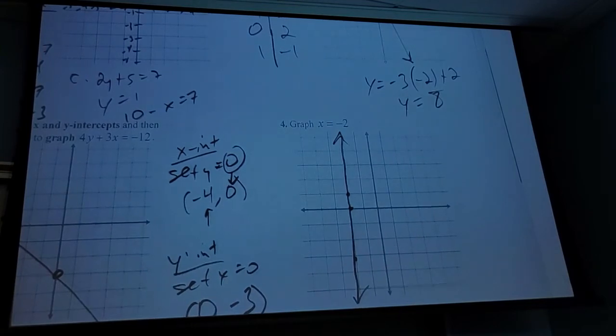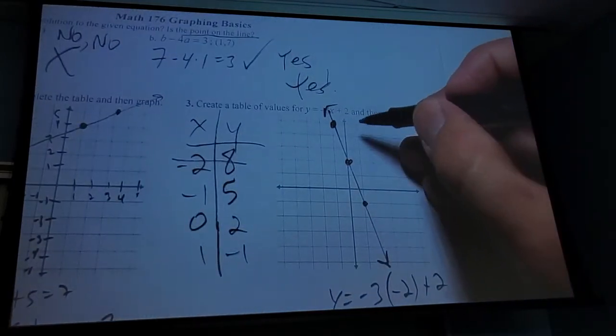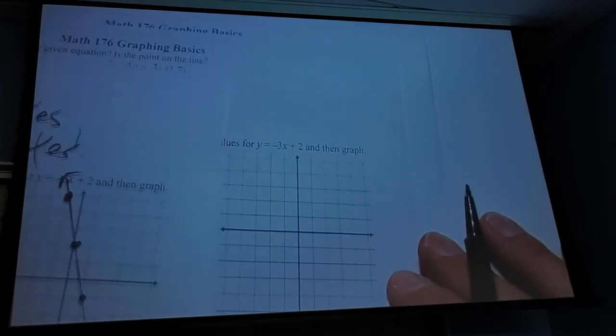Is that cool? So what would y equal 7 look like? A horizontal line. Horizontal. Is that cool? Okay. One thing I wanted to say up here real quick. What's the equation in negative 3?